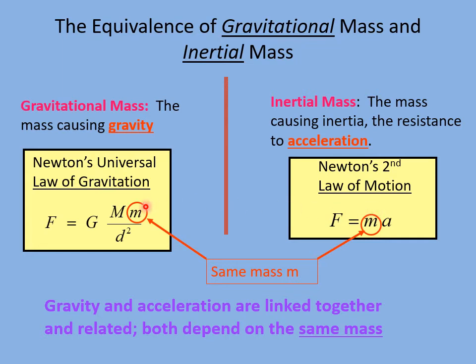Now these two masses look like they're very different. One is causing gravity over here, and this one is what's called inertial mass. Remember, this is just the resistance for something to accelerate. Einstein realized that somehow, because these masses are the same in both equations, one has to do with gravity, the other has to do with acceleration, gravity and acceleration are linked together and they're related because they depend on the same mass.